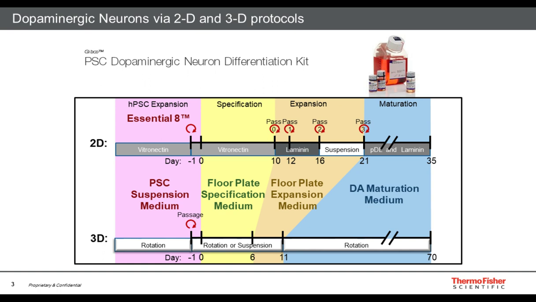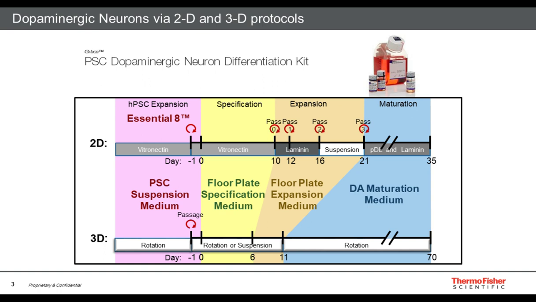The cells are passaged only once instead of several times, right at the beginning of differentiation, to reduce any irregularity in the size of the spheroids. And of course, the cells are kept in rotation or in suspension in static culture for the duration of differentiation.